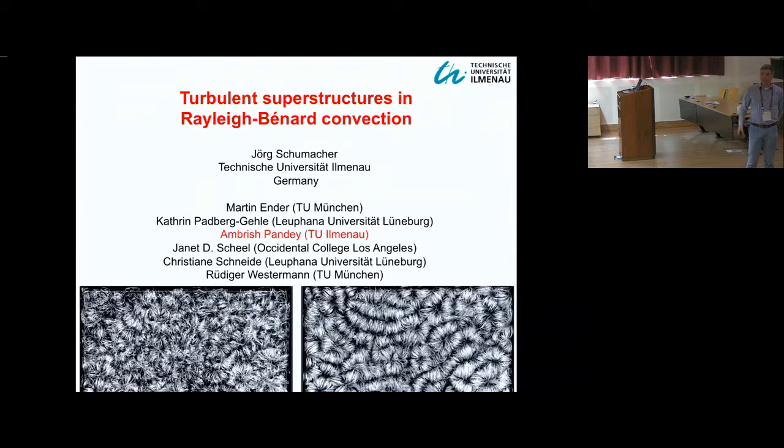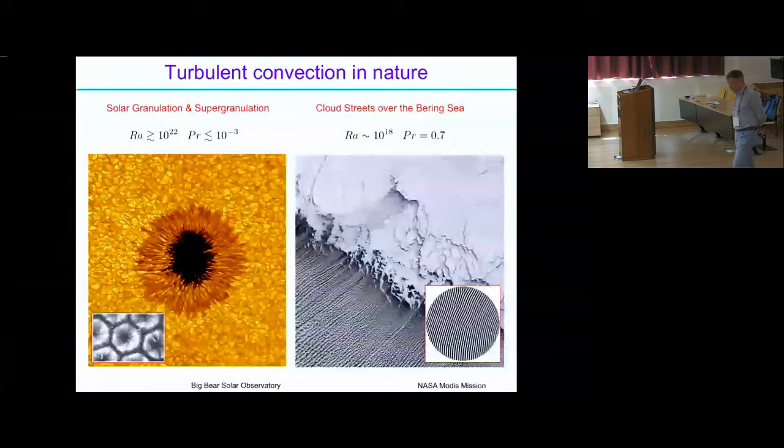And these structures we will term turbulent superstructures in convection, and I'm going to talk about them, about the scales. I'm coming to this. This will all be done. So why are we interested in such things? Well, we know that in nature, turbulent flows very frequently appear in regular patterns.